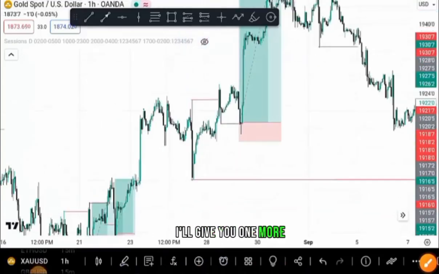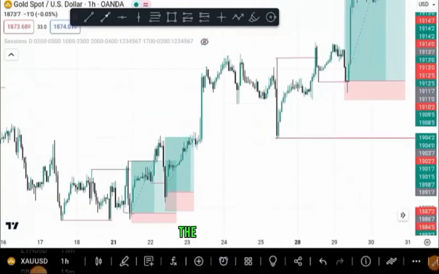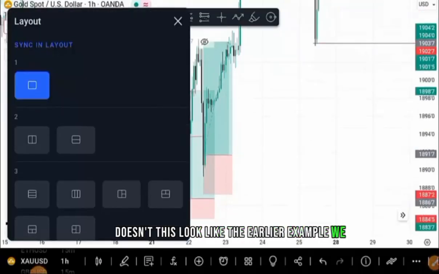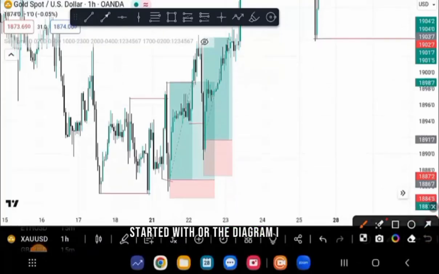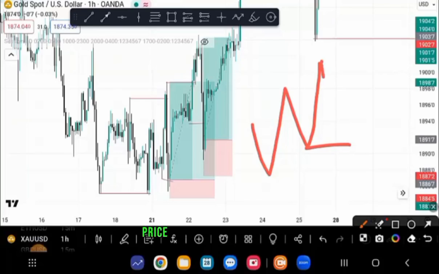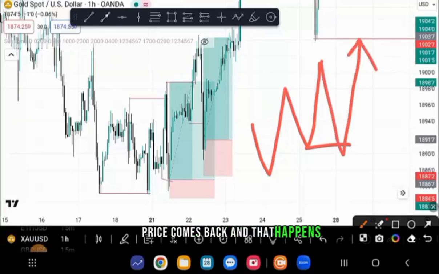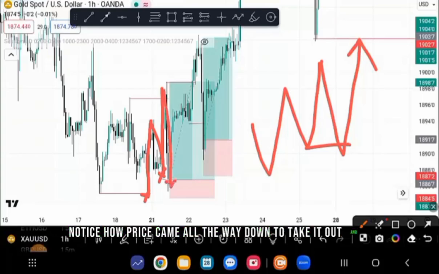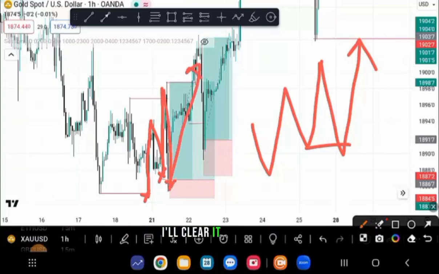I'll give you two more on the buy side example. Doesn't this look like the earlier example we started with, or the diagram I drew? Expect that to fail, price comes back, and that happens. So what can we see? This was the low that started the move. Price went that way, came down, went up. That low that was created, the second low, notice how price came all the way down to take it out, and boom. So I'll clear it out for you to see what I'm showing.